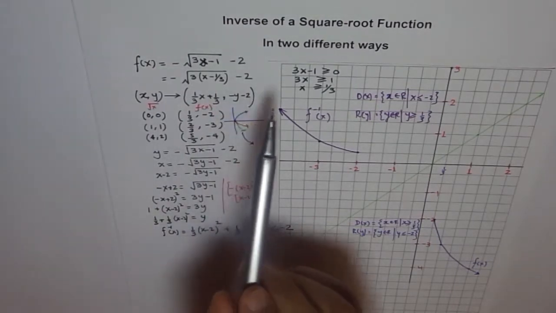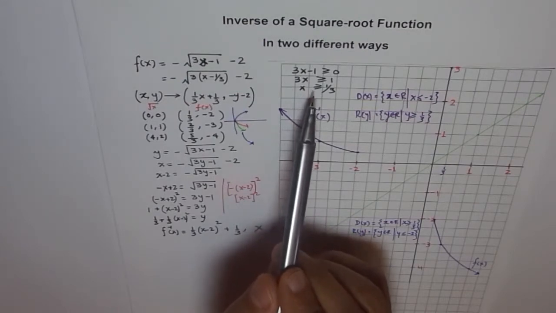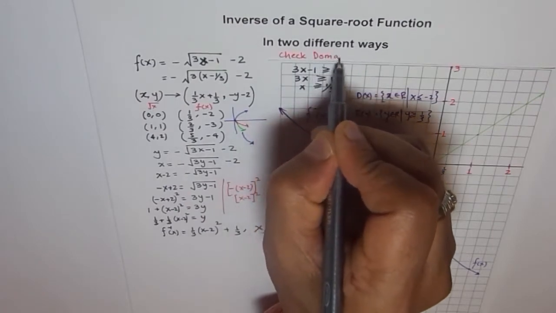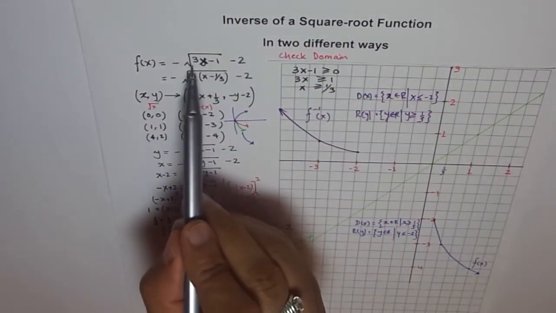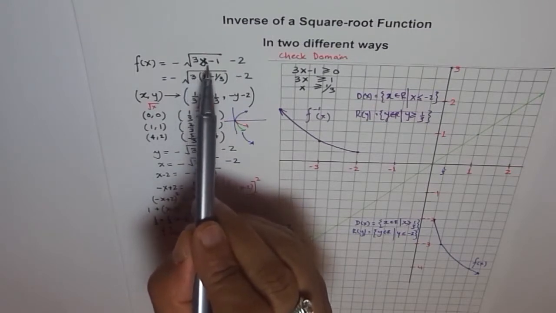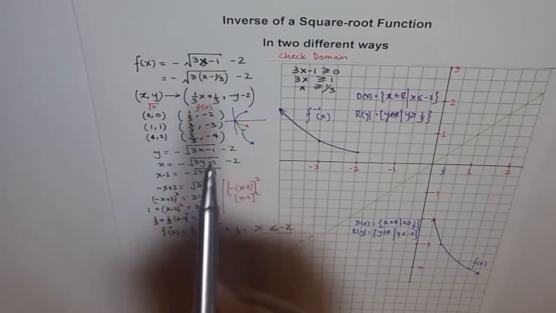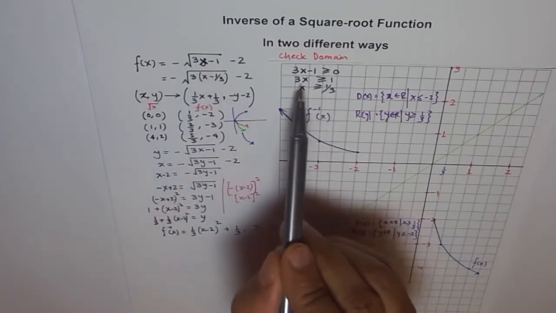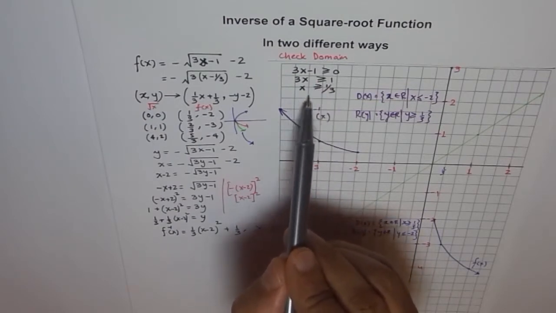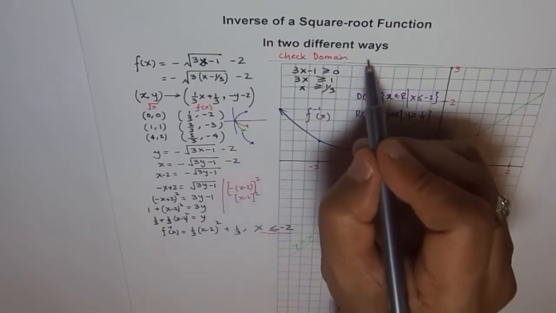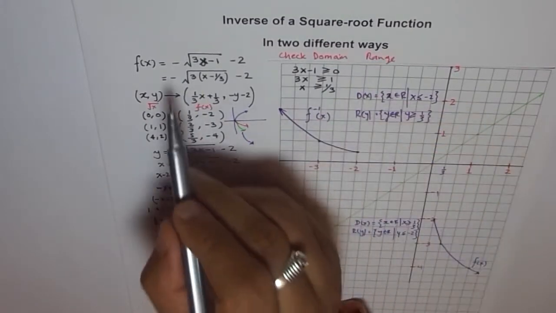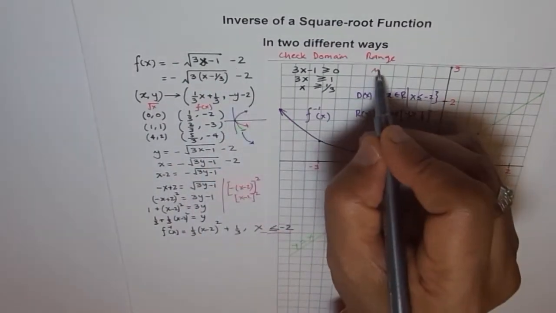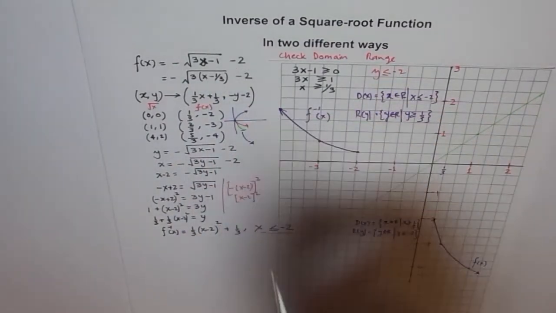Second, when you start, you could have started from here, checking your domain, right? This is a check domain area, correct? Within the radical square root, you should always have a positive value or 0, non-negative I should say. So in that case, 3x minus 1 should be greater than or equal to 0, 3x is greater than or equal to 1, and x is greater than or equal to 1 over 3. As far as range is concerned, range is easy to find. It is flipped on the x-axis, so it's going downwards from minus 2. So y is less than or equal to minus 2. So you can check from here.